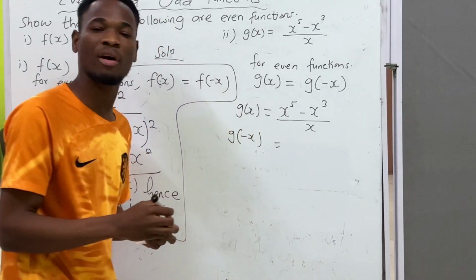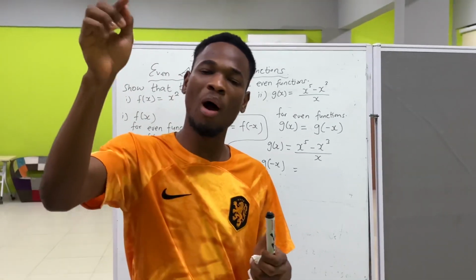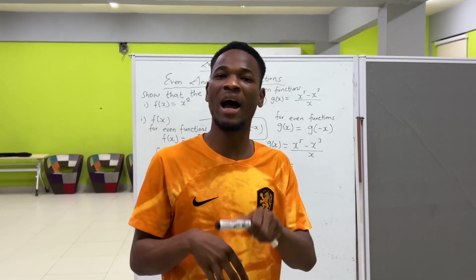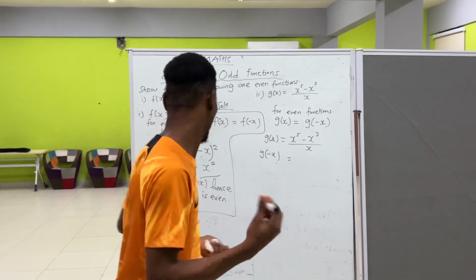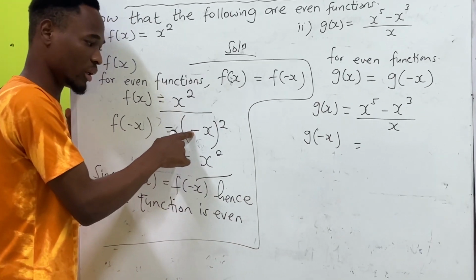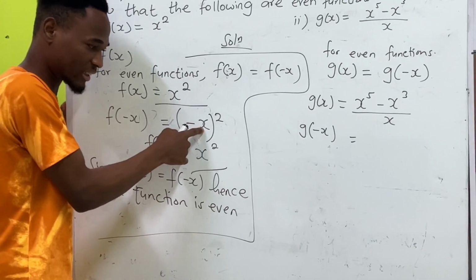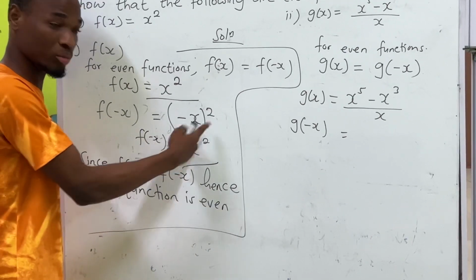Remember, I told you that wherever you see x, you negate it. Did you understand that? But remember, the power will affect the negative as well as the variable. So, for instance here, you see the square had an impact on the negative as well as the variable. That's why here we have positive, and the variable will be squared.